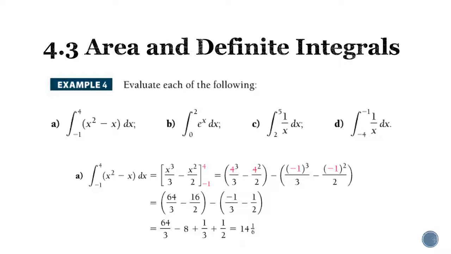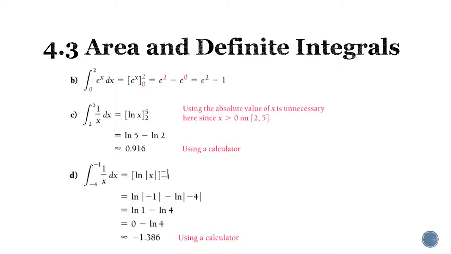So for A, our antiderivative is going to be x to the third over 3 minus x squared over 2. And then you see how we put 4 and -1 into those and subtract. For B, the derivative of e to the x is e to the x, and the antiderivative of e to the x is e to the x. So just put the numbers in.